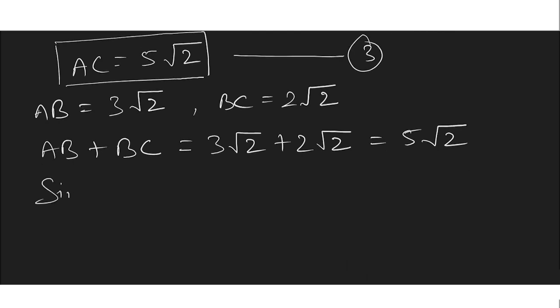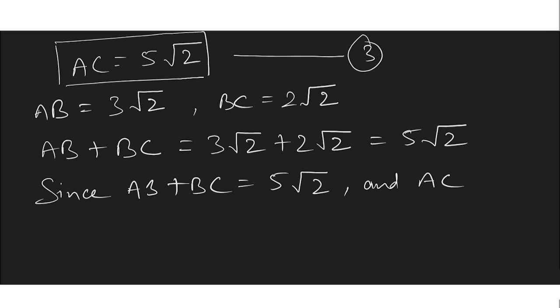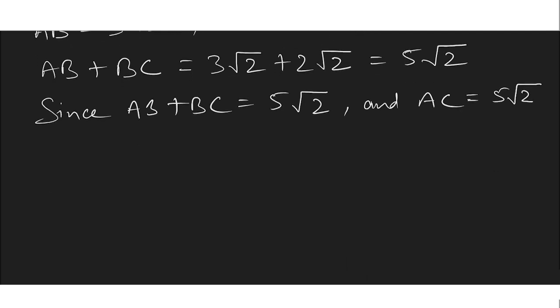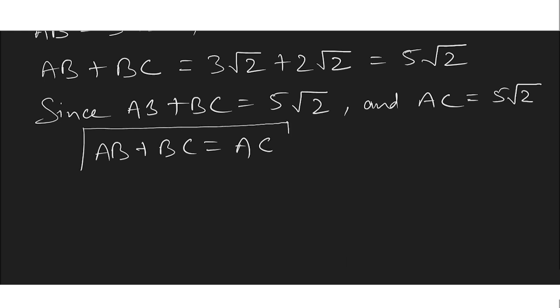Now since AB plus BC is equal to 5 root 2 and AC is also equal to 5 root 2, then we can say that AB plus BC is equal to AC. Therefore, with this conclusion, we have established that A, B, and C are collinear points.